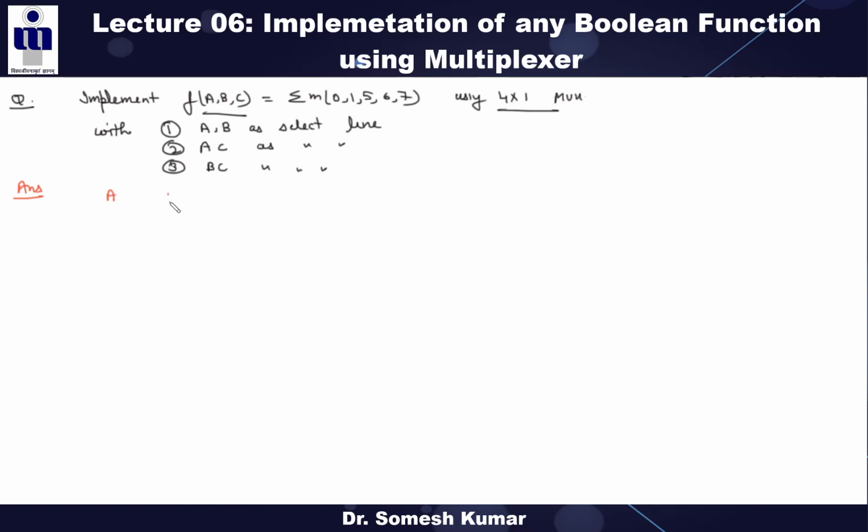So this is A, B, and sorry, C will also come. This is the truth table. This is a three variable function, so there are 8 possible combinations. These are your possible 8 combinations, right? This is 0, 1, 2, 3, 4, 5, 6, 7.